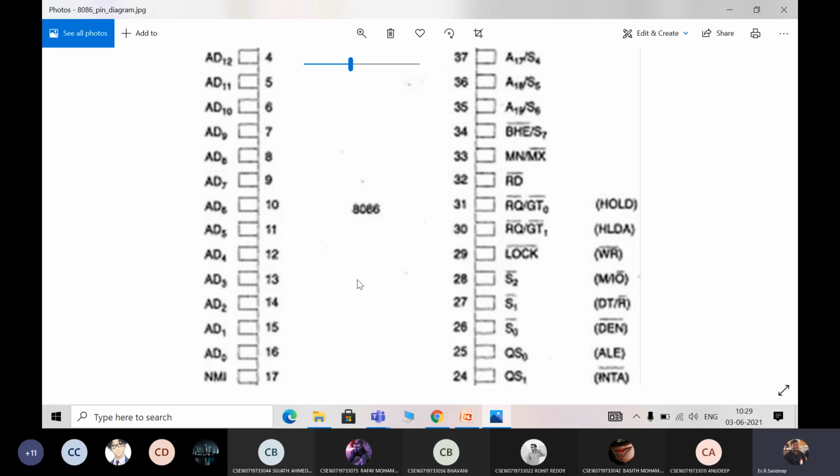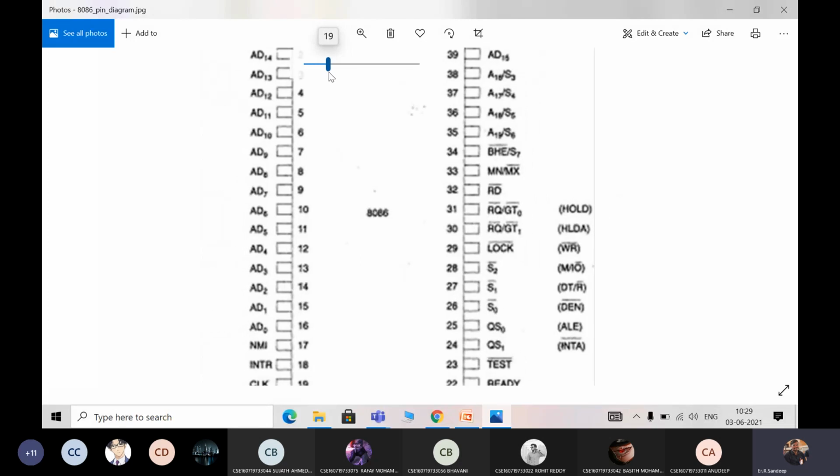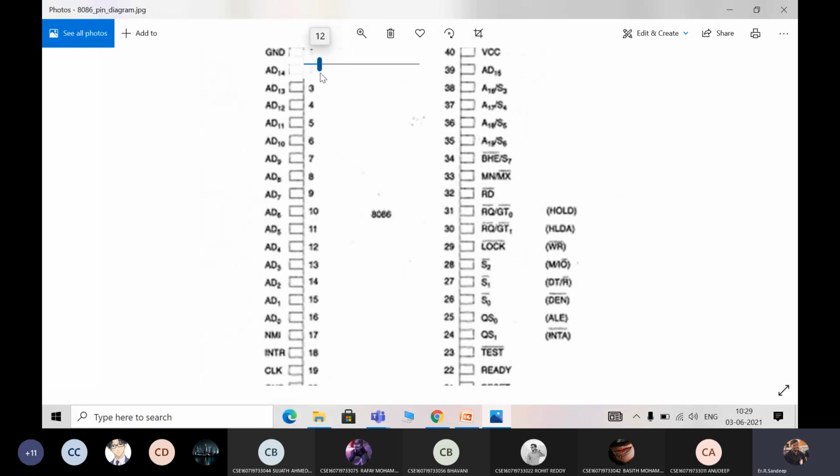Which pin is used for controlling the 8086 microprocessor in minimum and maximum mode? At that time you should tell that 33 is the pin number, which is used for operating the 8086 microprocessor in minimum mode and maximum mode. That is MN by MX. These are all the viva questions you can expect from the 8086 pin diagram. Along with the pin number, you should remember the functionality of the pin. Only then can you clearly understand the further concepts you are going to study about the 8086 microprocessor.